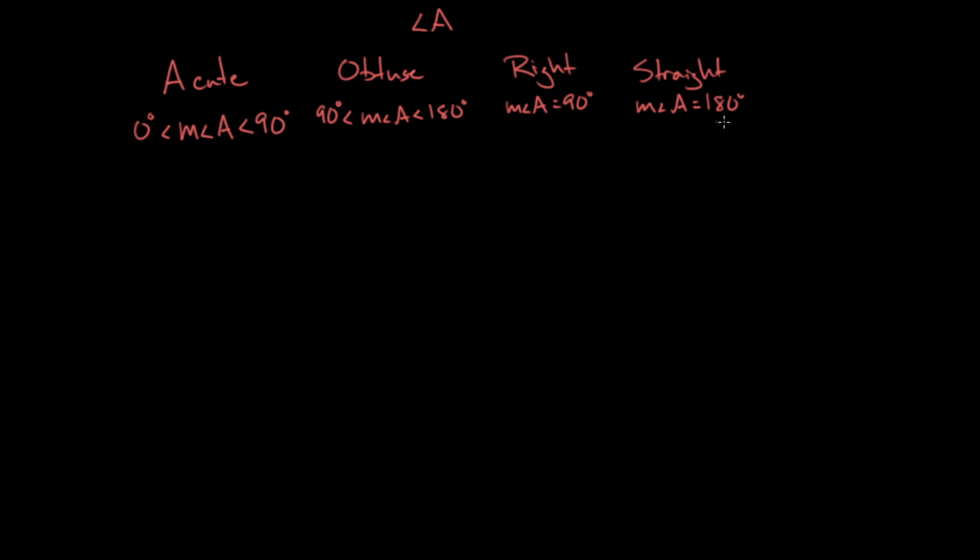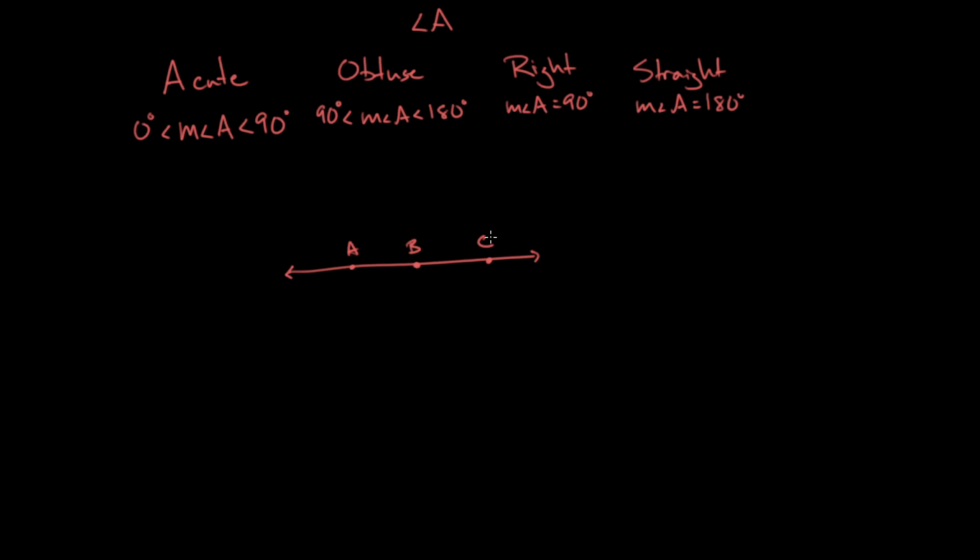The measure of angle A equaling 180 degrees, so a straight angle, essentially means that my angle is a line. So for example, I could talk about this angle here, angle ABC. It's a straight angle if it makes a line. So that's one important thing. And then acute, obtuse, and right, I'm pretty sure you'll be fine with.